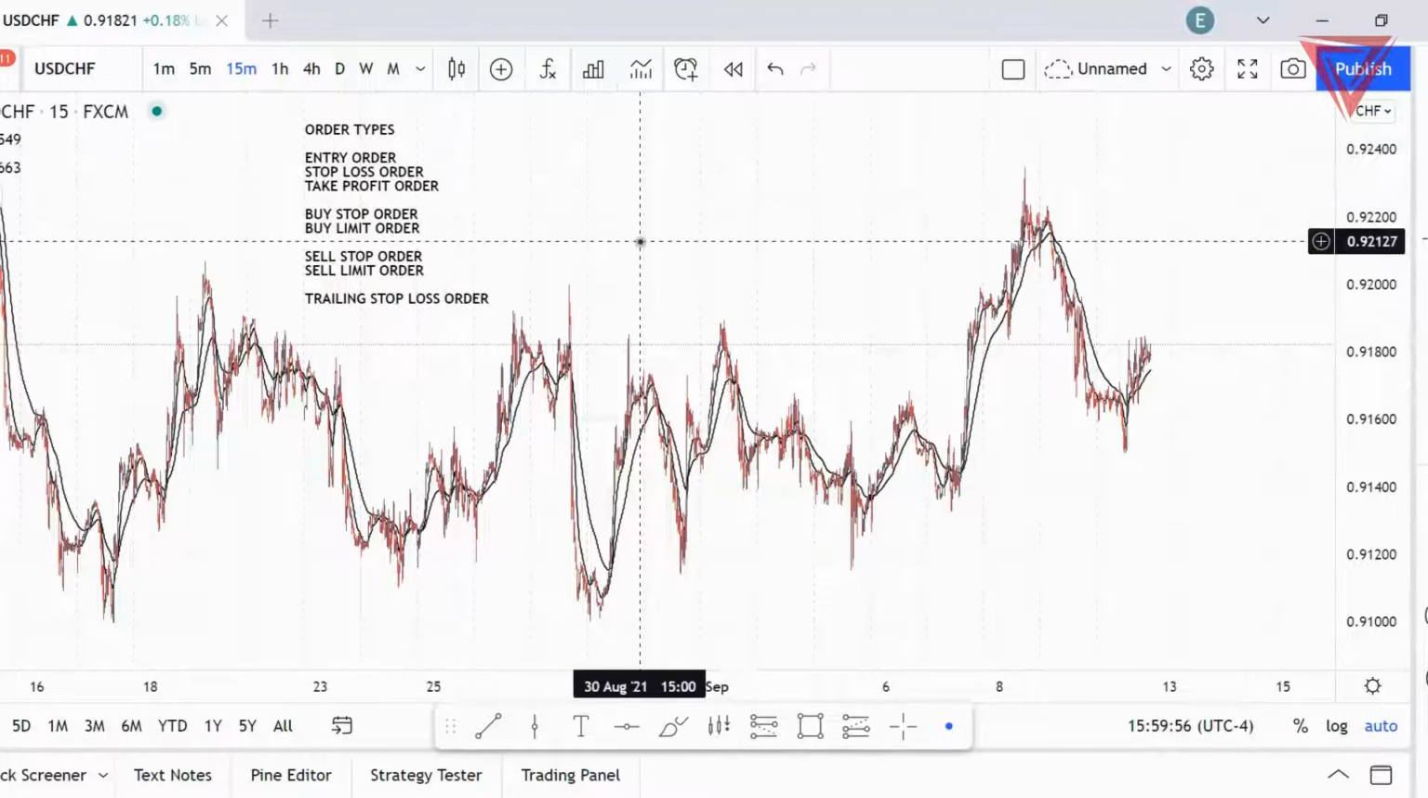So an entry order is you asking the market to enter into a trade. That's essentially what you're doing. Now, it is very important to understand an order is always a request. It is always a request. I'll give you an example. If you wanted to sell, that means that somebody has to be willing to buy from you. If you wanted to buy, that means somebody has to be willing to sell.